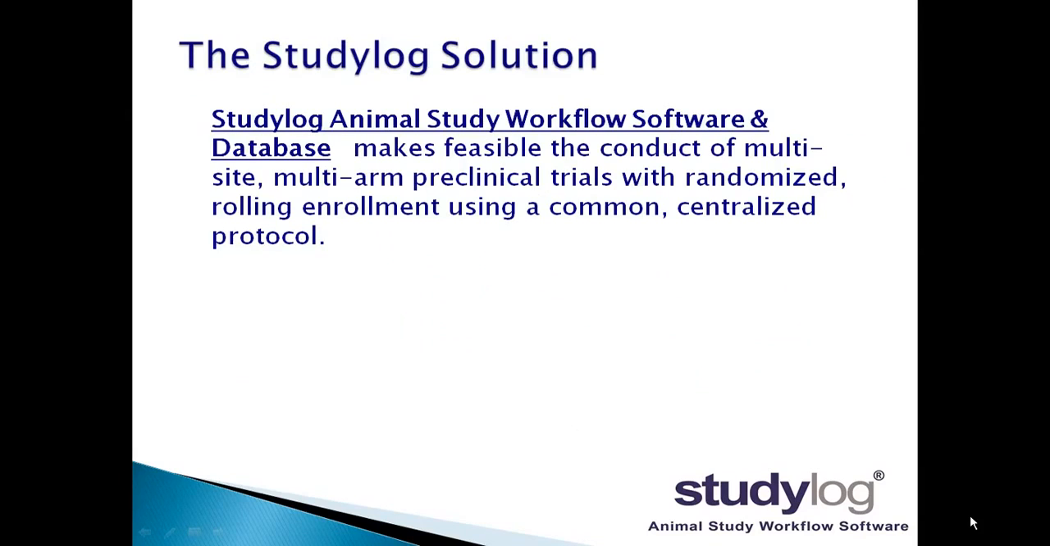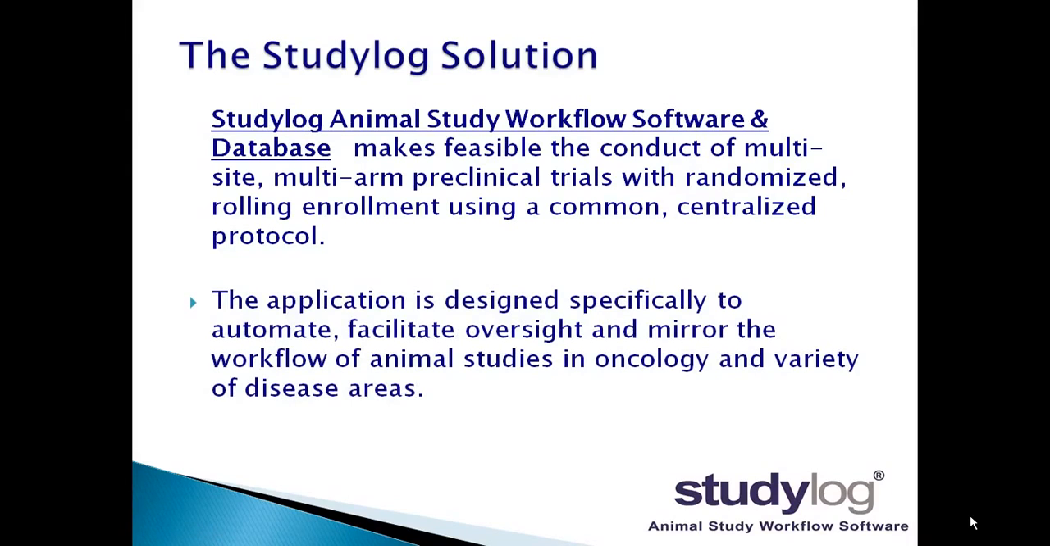Study log solution. Our study log animal study workflow software and database makes it feasible for the first time in history to conduct multi-site, multi-arm preclinical trials with randomized rolling enrollment or synchronized enrollment using a common centralized protocol. The application is designed specifically by scientists to automate and facilitate the oversight, and most importantly, to mirror the workflow of animal studies in oncology and multiple disease areas. We have researchers using it in infectious disease such as Ebola, inflammation, neuroscience, toxicology, metabolism, etc., which speaks to the flexibility of the application and the applicability of it.